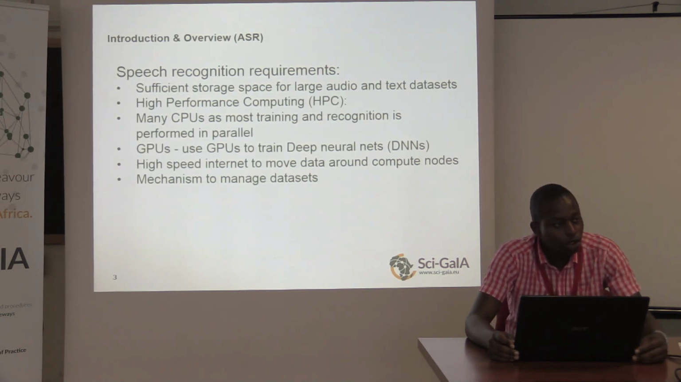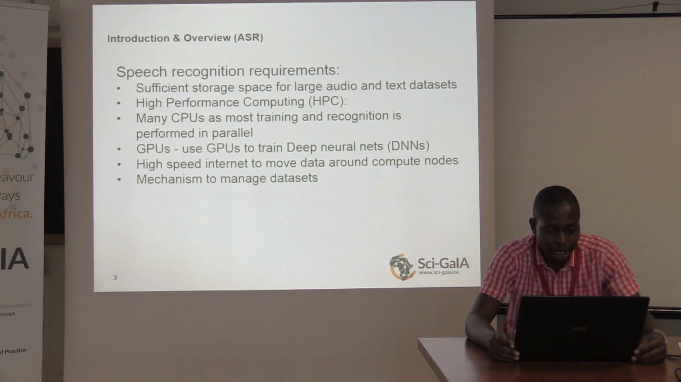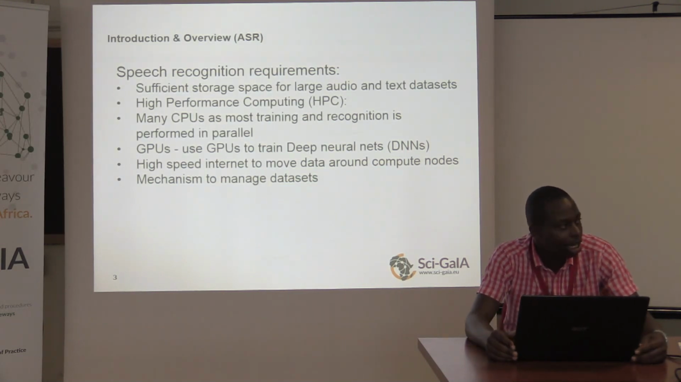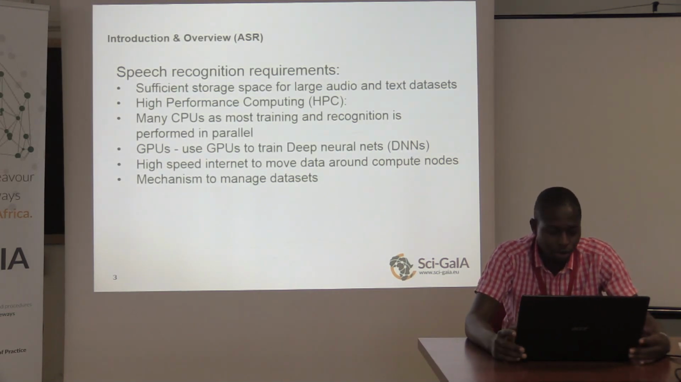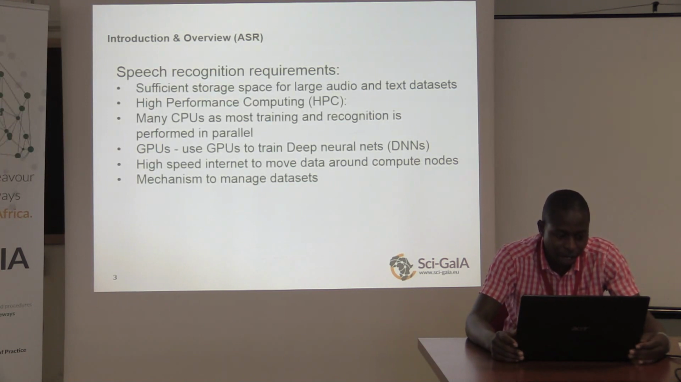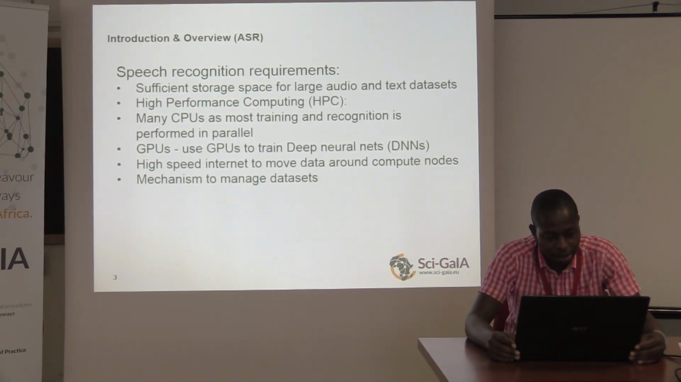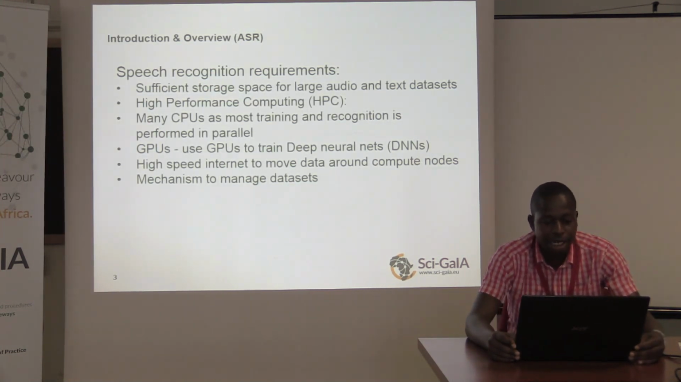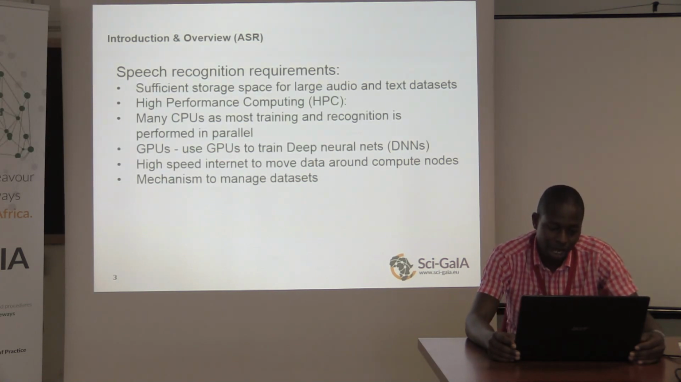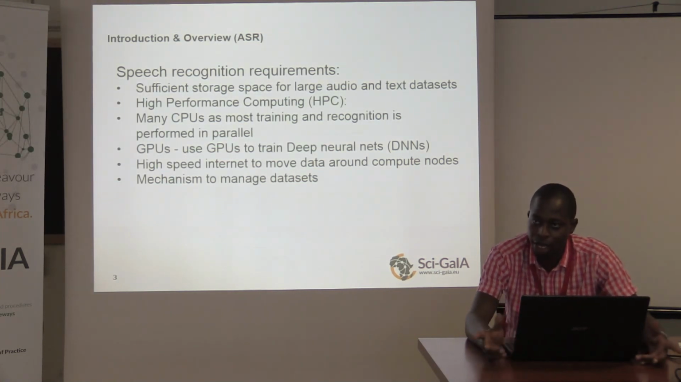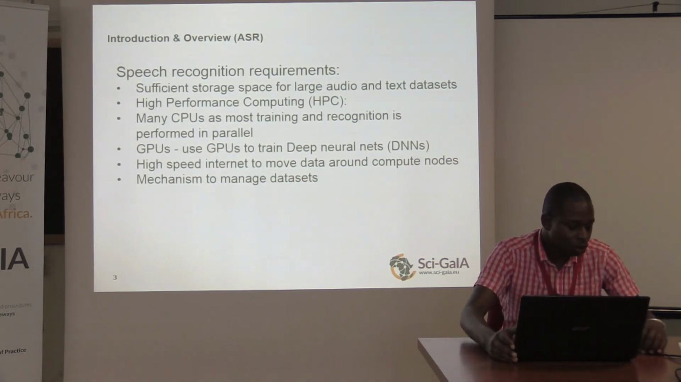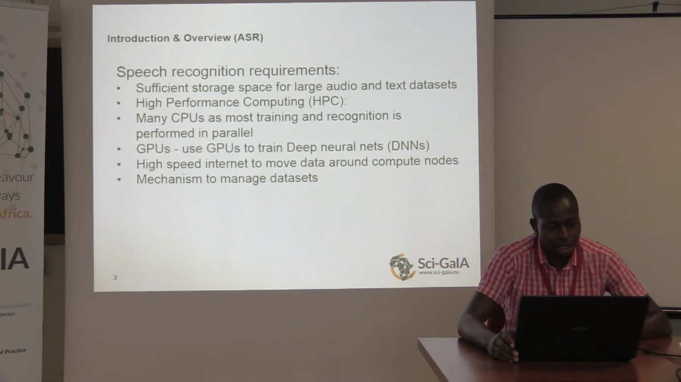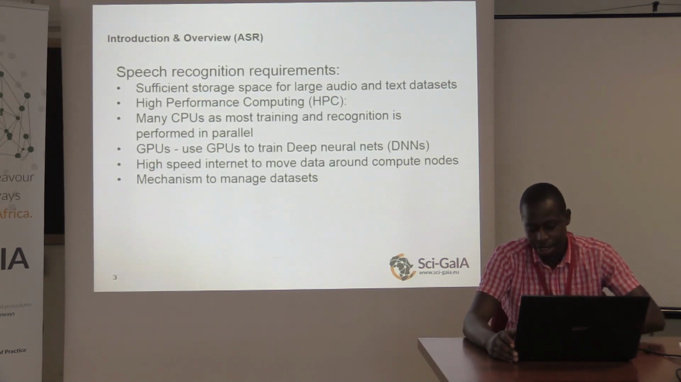But when you do deep neural network learning, you would prefer to use a GPU, but in other cases you actually don't have the GPUs, so you need to solve that. You need to find a way of going around that. You also need high-speed internet to move data to the compute nodes or to the worker nodes, as has been said before, and a mechanism to manage data sets. I think those are the things that our application needs.